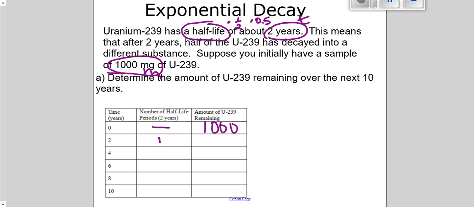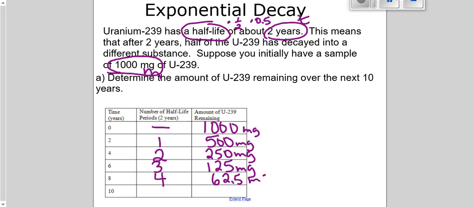After 2 years, we would have 1 half-life, which means we would have 500 milligrams left. After 4 years, there would be 2 half-lives that have happened, which means we would have 250 milligrams. After 6 years, there would be 3 half-lives, which would be 125 milligrams. After 8 years, we would have had 4 half-lives, so then would be at 62.5 milligrams.